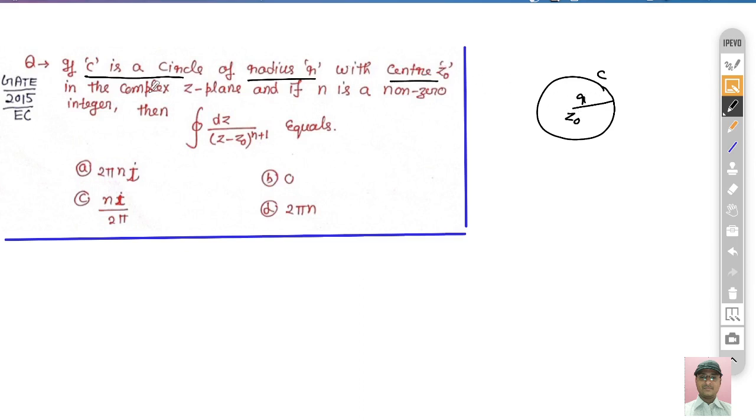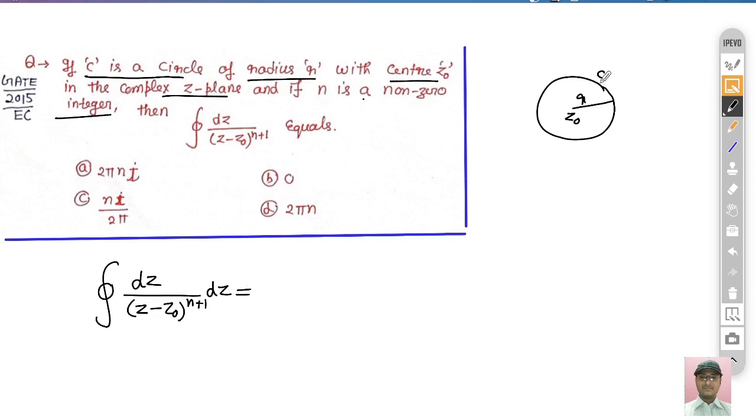Now it asks, in the complex plane z, if n is a non-zero integer, that is okay. Here it asks about the value of what? It is given n is a non-zero integer, so it may be any value. Now see, it asks about this function: the integration of dz upon (z minus z naught) raised to the power n plus 1, dz. You have just seen this.